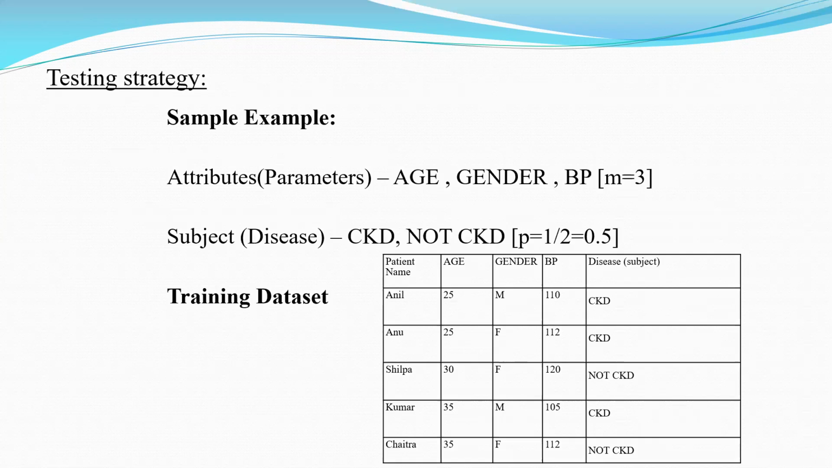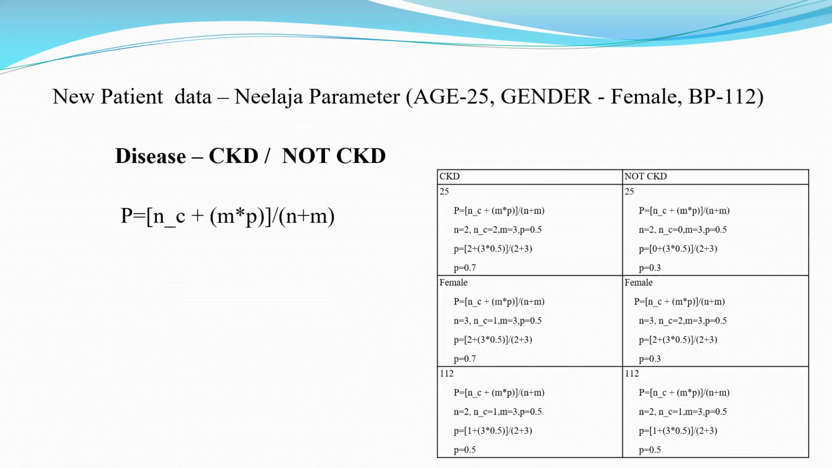Here, these are the training data set where we have recorded the patient name, age, gender, BP, and the result is disease, that is, it is predicted as CKD or not. Next we show how it is predicted.